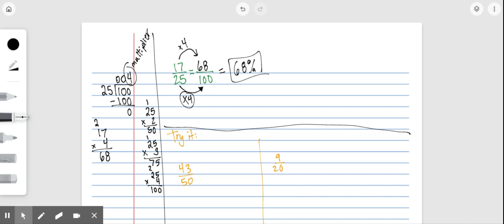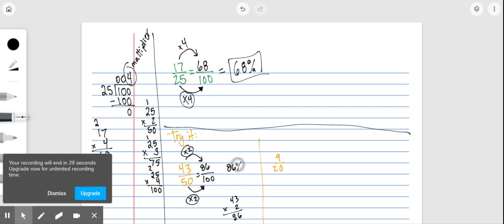All right. Hopefully you've come back from that pause. So remember, to find the percent, we need to make this a fraction out of 100. So I need to figure out how many times does 50 go into 100? How many groups of 50 are in 100? Well, 2 groups of 50 are in 100. So that means on the top, I need to also multiply by 2. 43 times 2, which I don't know, so I'm going to do some multiplication. 2 times 3 is 6. 2 times 4 is 8. So 86 should be my new numerator, which gives me 86%.